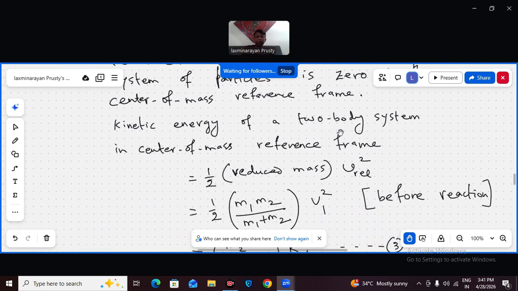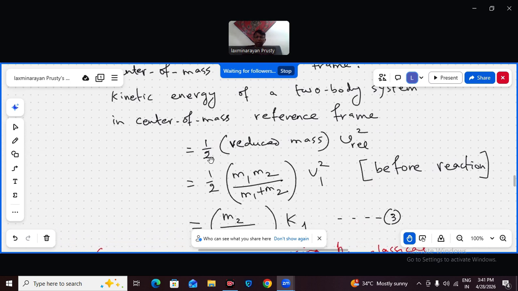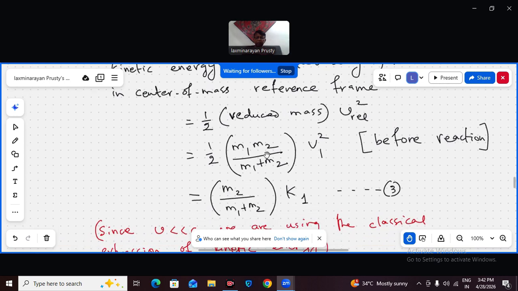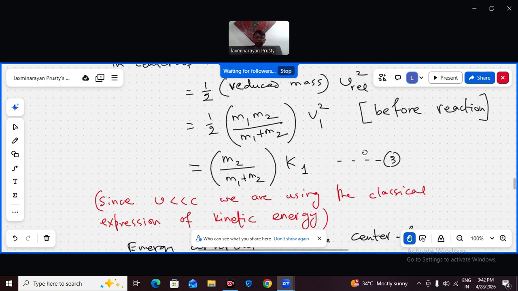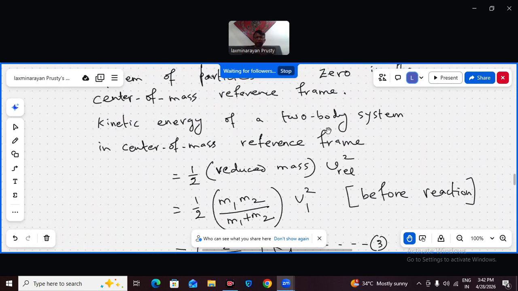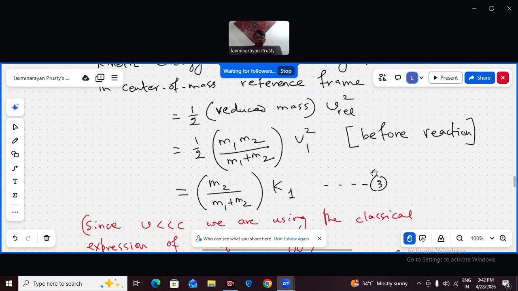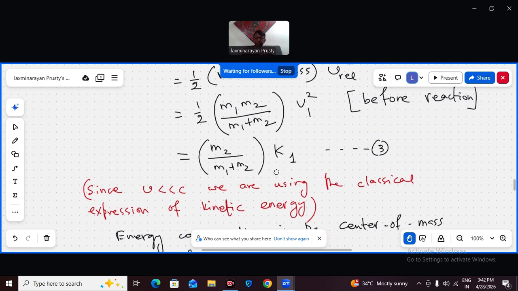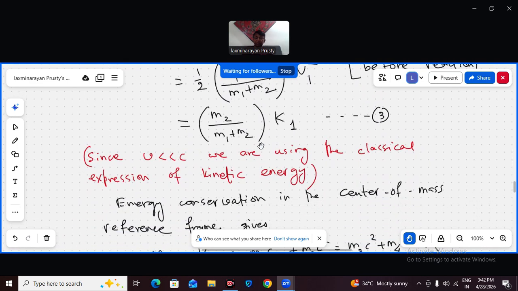So what is the kinetic energy of a two-body system in the center of mass reference frame? You must know from basic mechanics: half into reduced mass into V relative squared. Before reaction, what is V relative? V1 only, because V2 is 0. And what is the reduced mass? M1 M2 by M1 plus M2. So that is M2 by M1 plus M2 into half M1 V1 squared, meaning K1. This is the kinetic energy of the two-body system in the center of mass reference frame before reaction.